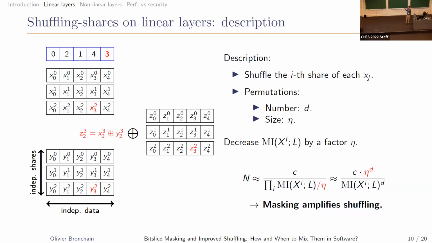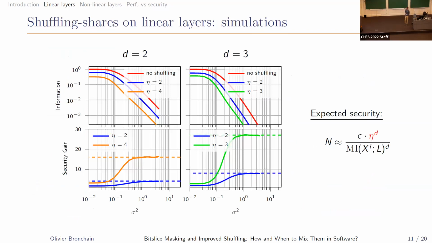So yeah, we actually got masking amplification of shuffling, and this is confirmed with simulation. Let's say we have a permutation of size 4, so eta equals 4. You have 2 shares, the gain we observe, which is the red parameter here, is 16. And if you have 3 shares and eta equal to 3, we gain a factor 27. Okay, so can we do better?